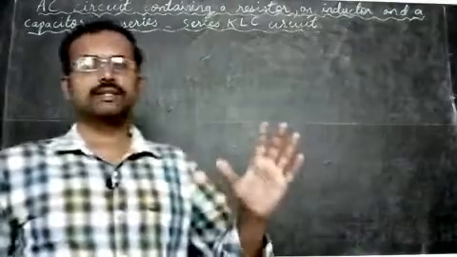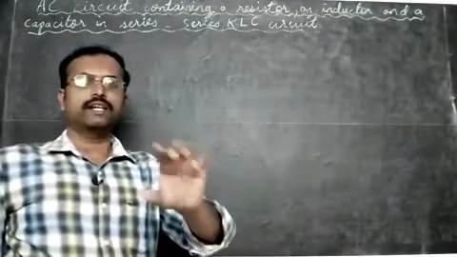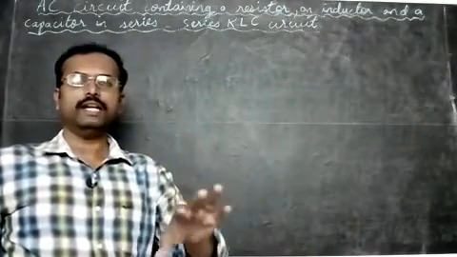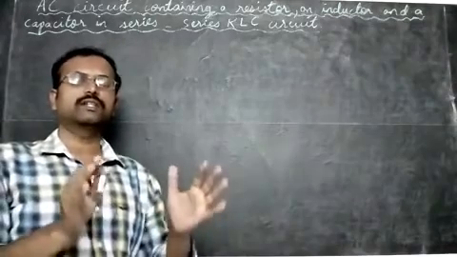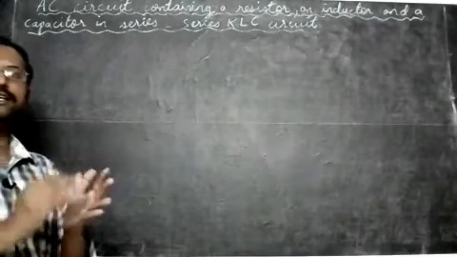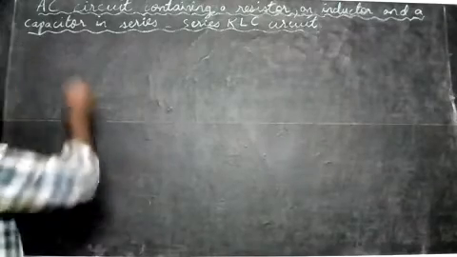Earlier we learned about an AC circuit containing only a resistor, then only an inductor, then only a capacitor. Now we're going to join all three things and get a circuit. It has a resistor, an inductor and a capacitor. Three things are there. So let's see this now.